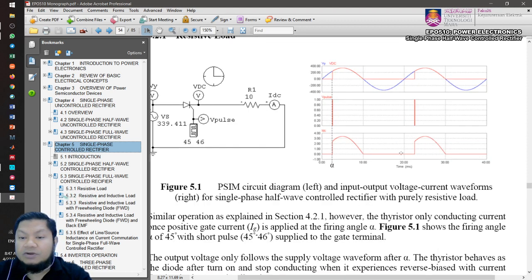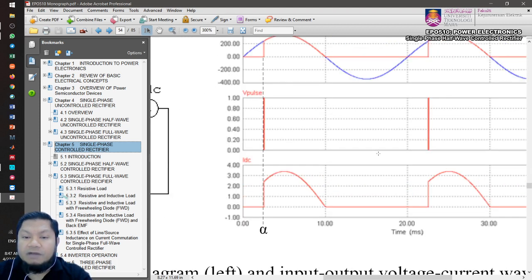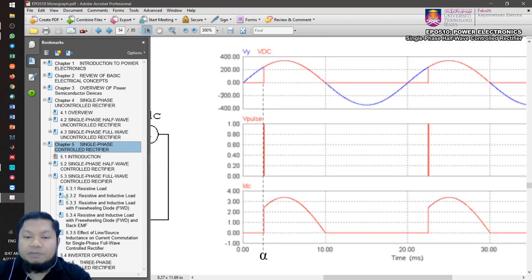Okay, so let's have a look at the waveform. So we know that our alpha is 45 degrees. Therefore, during the positive half cycle, this is the positive cycle of the supply voltage, the thyristor will experience a forward bias, but it will not be turned on yet because it waits for the firing angle. It needs a pulse to the gate signal, and then it will start. So in this case, we have alpha equals 45 degrees. So from there to there is 45 degrees.